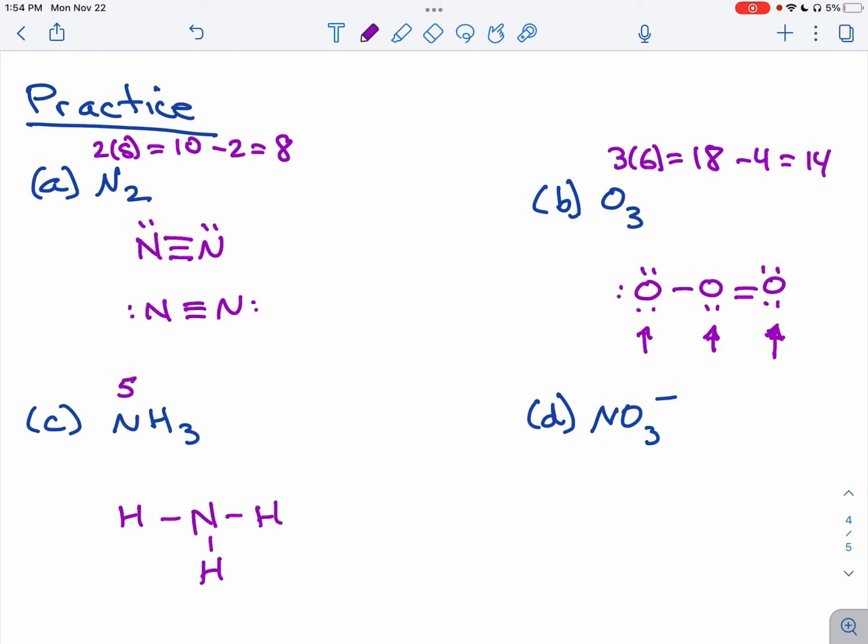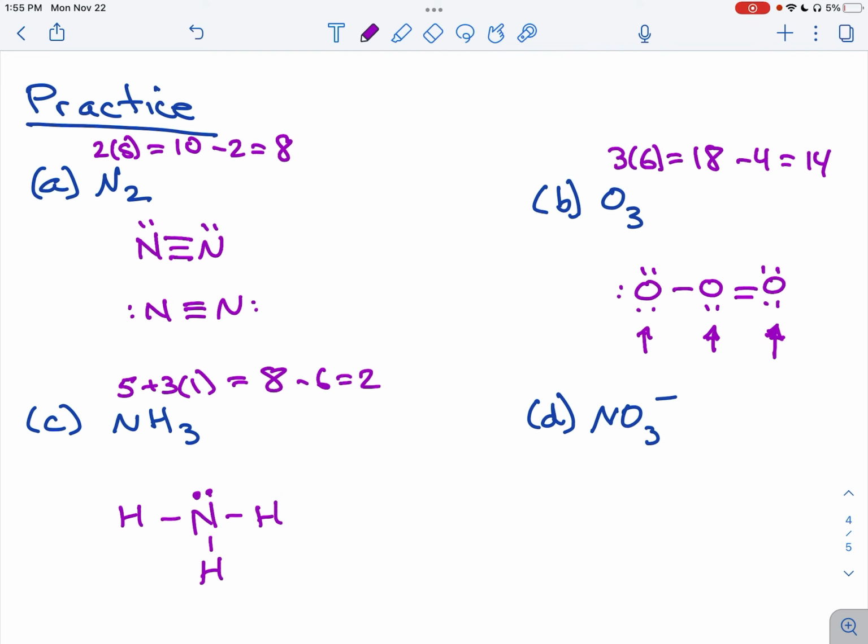All right, ammonia, NH3 here, you've got, yes, I know, nitrogen, hydrogen, hydrogen, hydrogen. You've got 5 for nitrogen, 3 times 1 for each of the hydrogens, that's 8. We use up 6 holding the molecule together. So we've got 2 electrons. The only place to put them is on the nitrogen because the hydrogens, again, only need 2 electrons. They can't take any more.